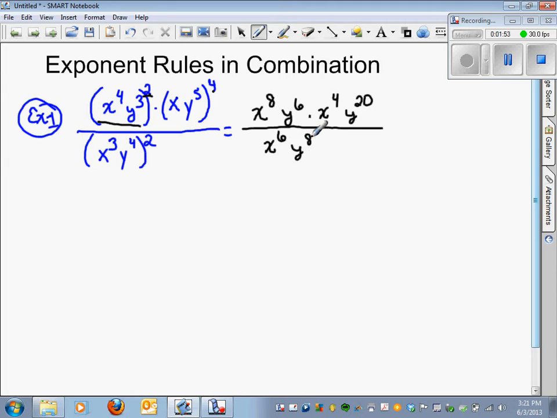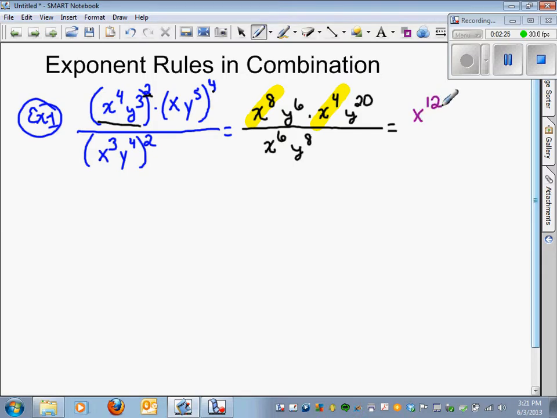Now here's where you have some options as to what to do next. Personally, I like to look at the numerator and denominator individually at this point and decide, is there anything in the numerator that can be put together? If so, that's what I would do next. So looking at the numerator, I noticed that there are a couple of x's. We have an x to the 8th, and we want to multiply that by an x to the 4th. Well, 8 x's times 4 x's means that we're going to be multiplying 12 x's. So that's x to the 12th.